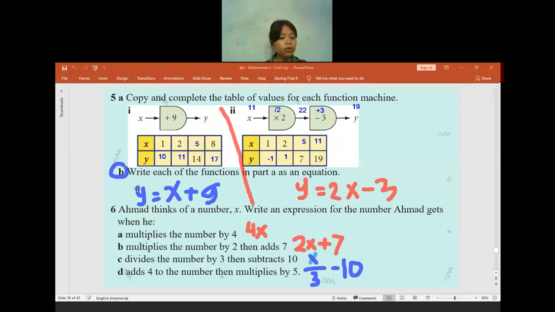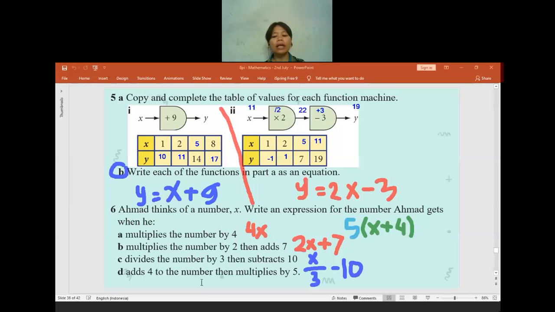If no one is confused, let us move to question D. For question D, add 4 to the number, then multiply by 5. So we add 4 first. After we add 4, we multiply everything, so we need to put a bracket and then we multiply it by 5. The number 5 will be better if you put it in front. So it will be 5 open bracket x plus 4 for question 6D.